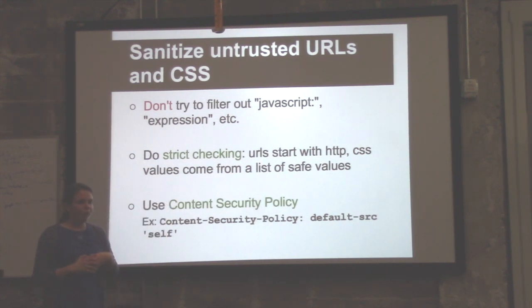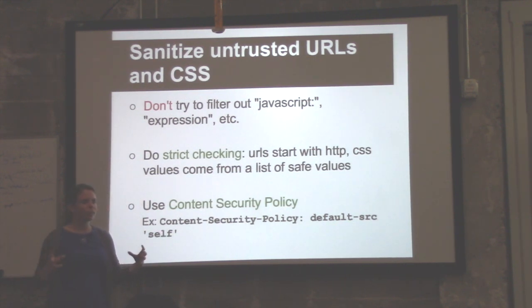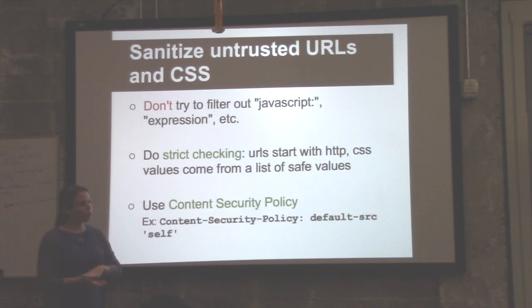So for example, make sure that URLs start with HTTP, and if you're going to put untrusted user input inside CSS, make sure it comes from a list of safe values. And there's a newer mechanism called content security policy, which is only supported by newer browsers, so you want to do your whitelisting and strict checking in addition to this.